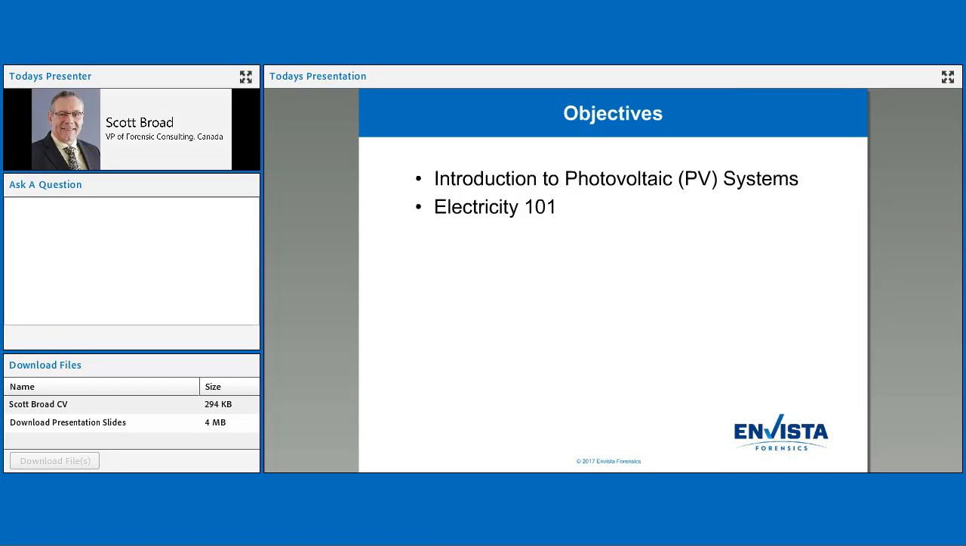Give everyone an idea of the basics of electrical engineering, as it were. We're going to talk a little bit about electricity because it's important that you understand the way that these systems are put together so that when we talk about failure mechanisms, they'll make a little bit more sense to you. We're going to talk about the connections involved in PV systems and specifically the number of connections that are involved in a PV system.